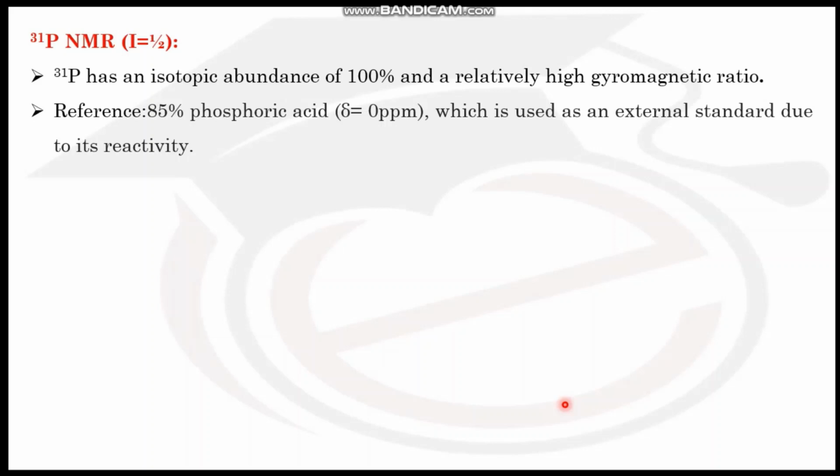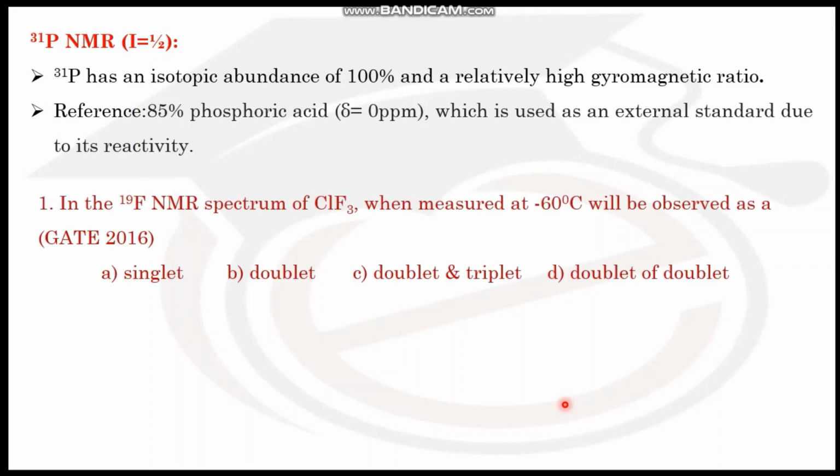and also note that it is an external standard. In P31 NMR, an external standard is used, that is 85% phosphoric acid. So this reference compound you have to remember. Okay, that much only about P31 NMR.